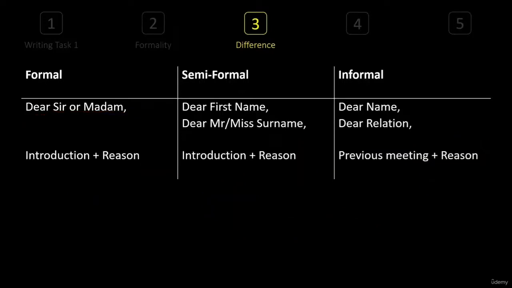Second difference is in the first paragraph that you write. You mention your introduction based on the situation, and then you write the reason why you're writing the letter. By mentioning introduction, let's say you're writing a letter to municipality or government, you'll mention where you are staying, and then of course you mention your name first, and then you write the reason. For example, I'm writing this letter to shed some light on this issue, or to praise something you did, whatever the letter asks for, but you have to mention your reason in the first paragraph.